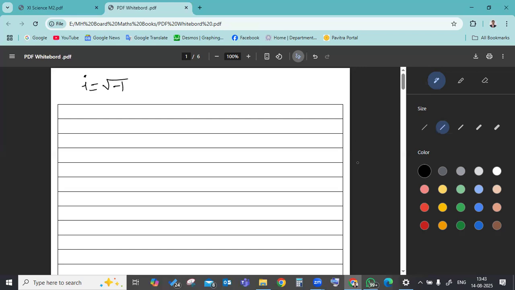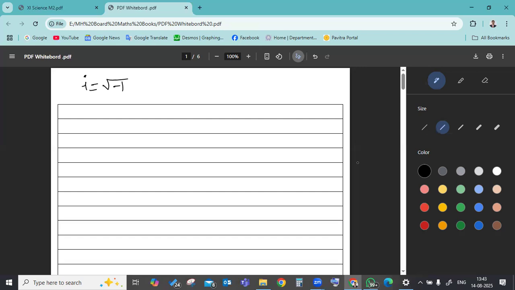Okay, so we have learned yesterday imaginary number, then complex number, then we have seen what? Z bar, the complex conjugate of a complex number, right? Where we change the sign of the imaginary part. We change the sign of the imaginary part of the complex number. That is called the complex conjugate.